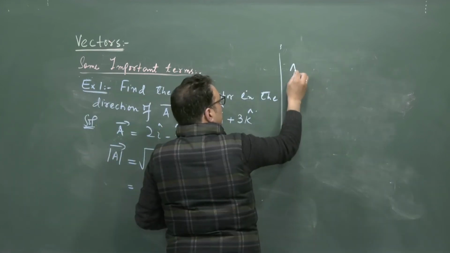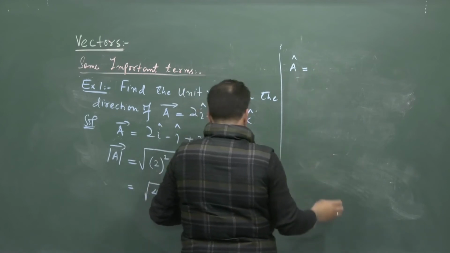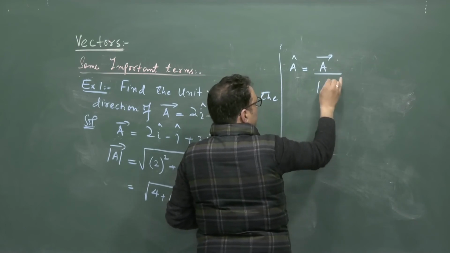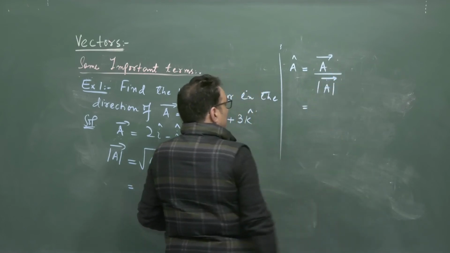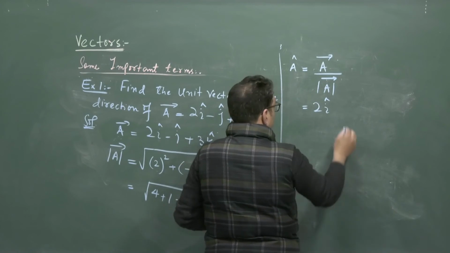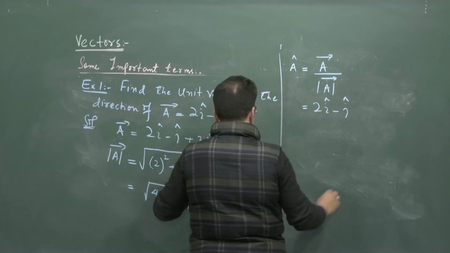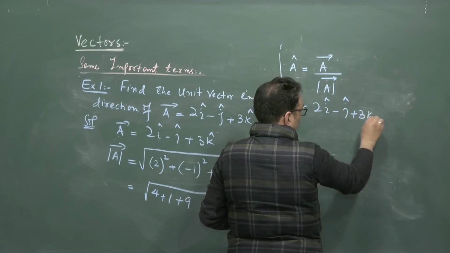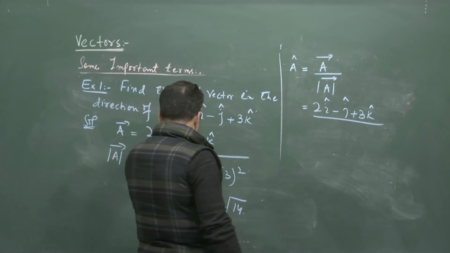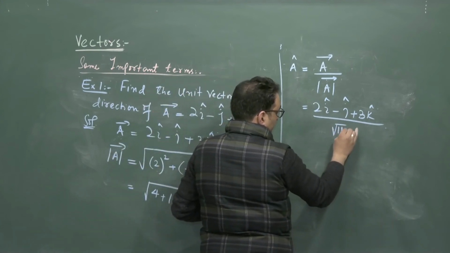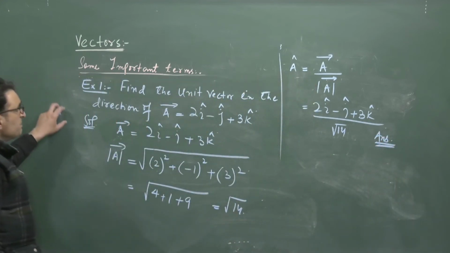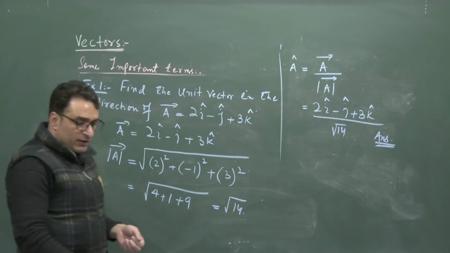Therefore, A cap is equal to the given vector divided by the magnitude of that vector. Now, vector A is 2i minus j cap plus 3k cap divided by magnitude of A, that is under root of 14, and this is the required answer. This is simply how to find the unit vector of a given vector.